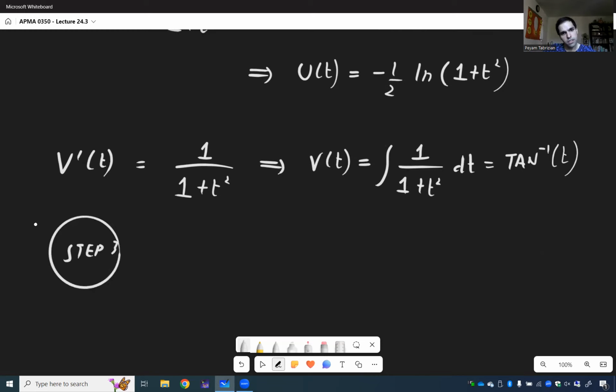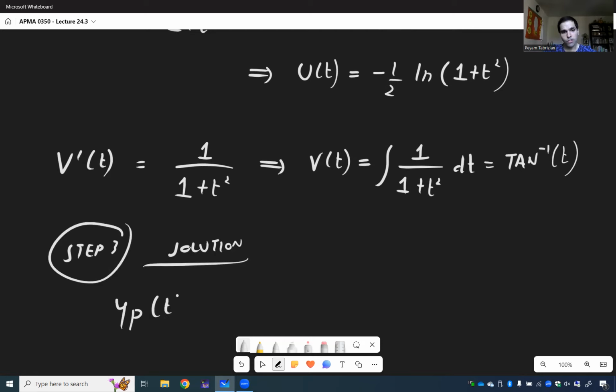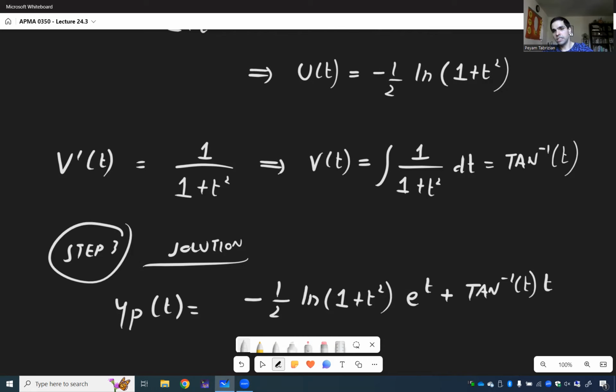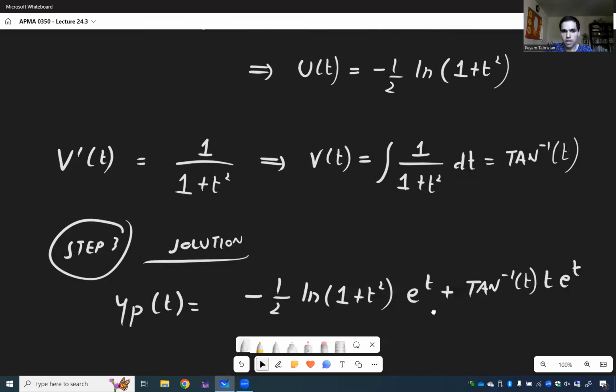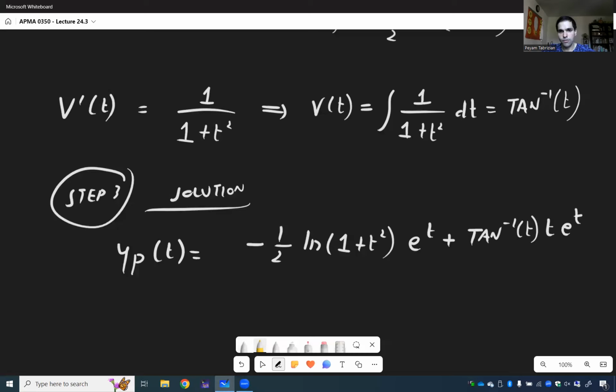So step 3, solution. So our particular solution, first of all, was, again, u times e to the t. So in this case, minus 1/2 ln of 1 plus t squared times e to the t, and then plus v, so arctangent of t, times t e to the t. Again, this first thing is u of t times e to the t, and the second thing is v of t times t e to the t.